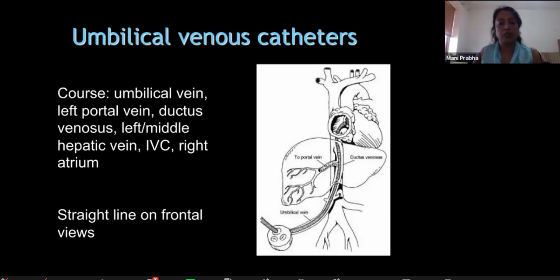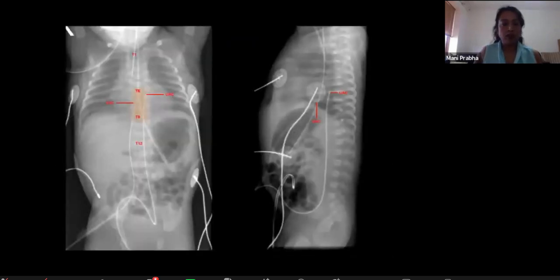It appears as a straight line on frontal radiograph, and it is anteriorly positioned, whereas the arterial catheter is a posterior catheter. So on this radiograph, you can see the position of two catheters. This is the UVC, and the UVC on frontal radiograph appears as a straight line and is positioned at the junction of the RA or in the proximal part of the RA.